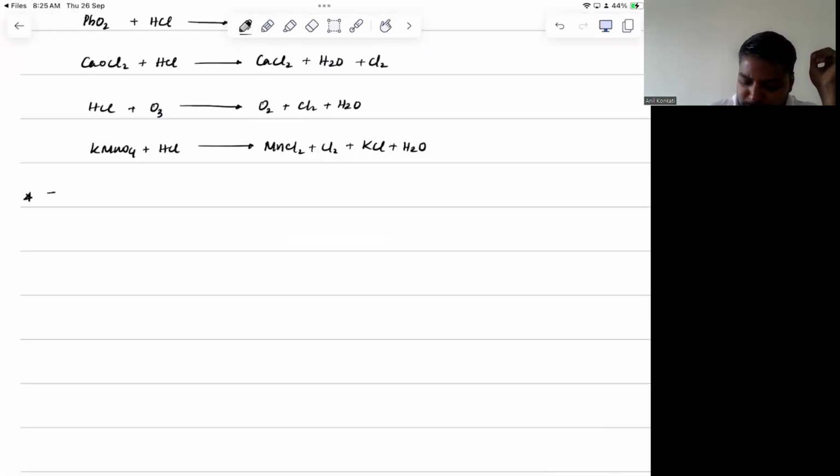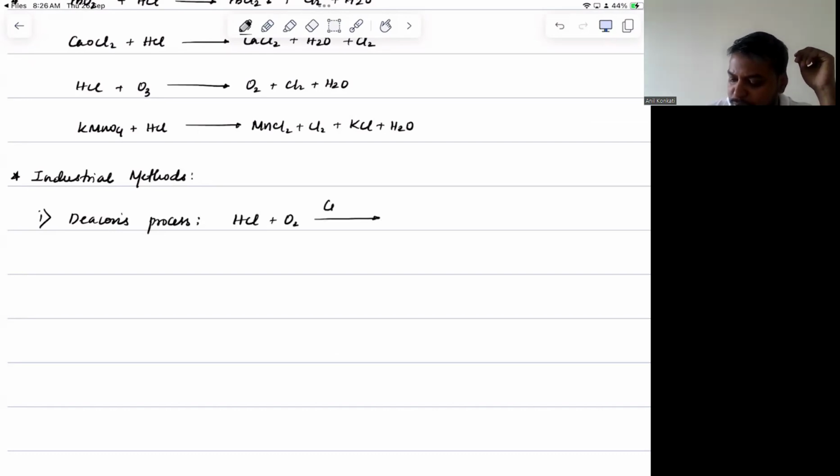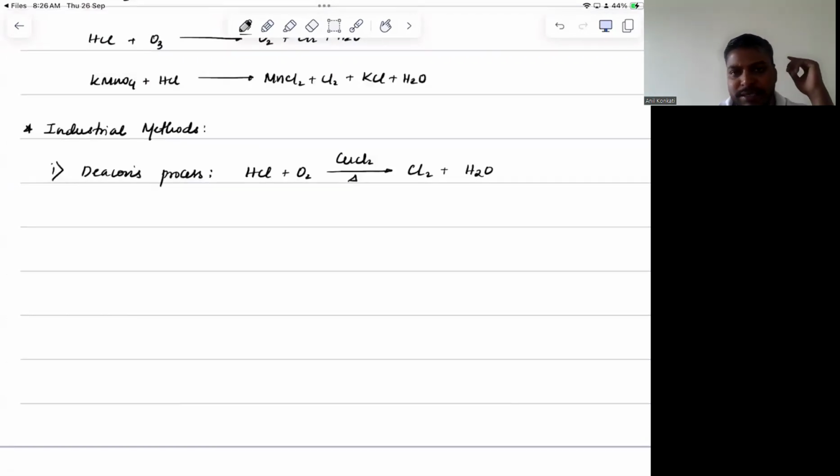Now, industrial methods, if you notice, you would observe first Deacon's process, where we take HCl, react with O2, in the presence of CuCl2 and heat. So that will make Cl2 and H2O is formed. So O2 is going to oxidize HCl to convert that into Cl2.